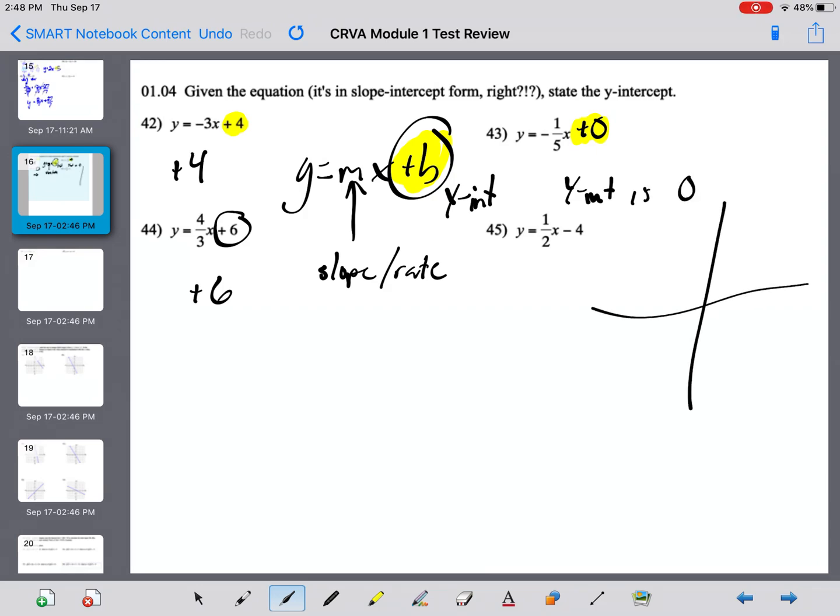Which isn't a big deal. As you graph it, it just means that as it goes through the y-axis, it crosses at 0. It doesn't cross through the positive y values. It doesn't cross through the negative y values. On the y-axis, it crosses at 0.